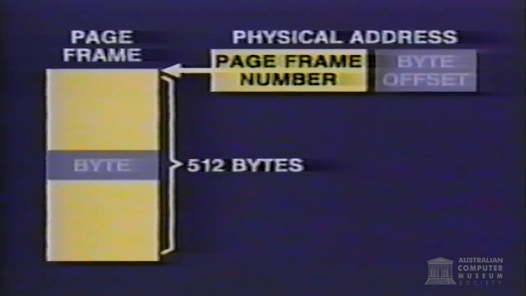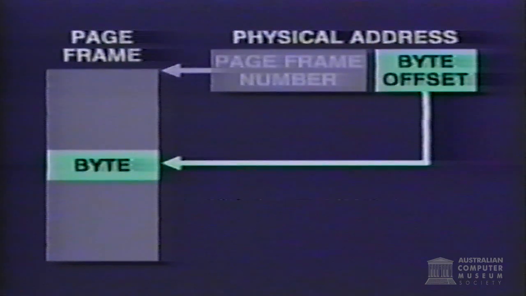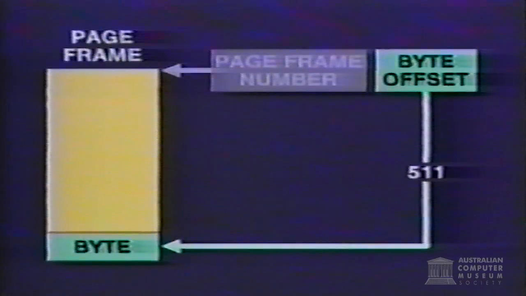The page frame number points to the specific page frame in which that byte resides. You'll recall that this page frame represents 512 contiguous bytes of storage. The byte offset then identifies the location of the byte relative to the beginning of that page frame. For example, a byte offset of 511 designates the last byte in the selected page frame. So the byte offset, in combination with the page frame number, allows the CPU to access any byte stored in memory. This completes our discussion of how memory is organized and addressed in VAX systems.